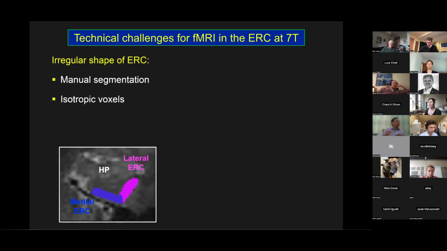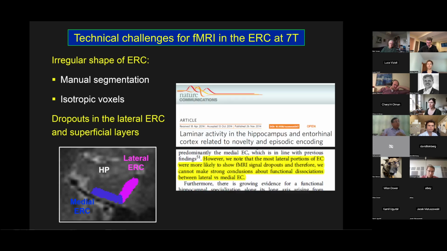And because of this shape and special location, it's actually very challenging to do functional MRI in this region. One is the irregular shape, so we had to do manual segmentation. And then we have to use isotropic voxels, otherwise it's going to be difficult to tease out the layers. And the second is probably, as you can guess from an MR physicist, this is very close to the cavity.